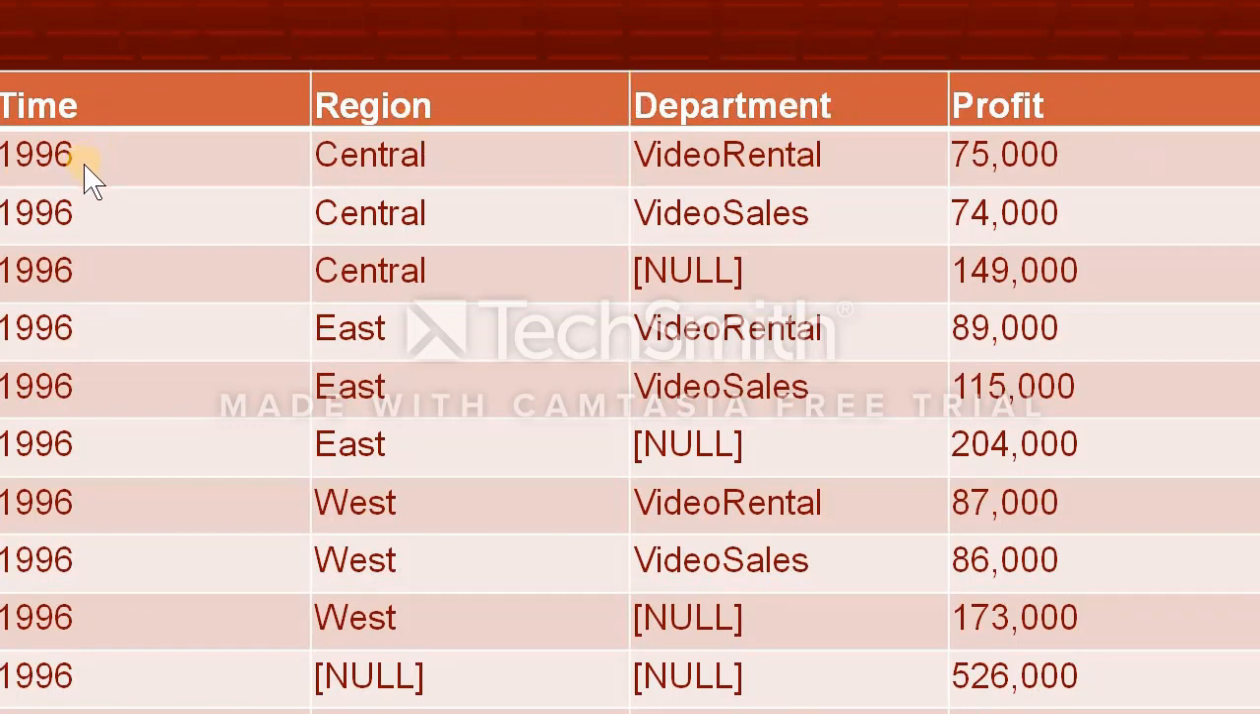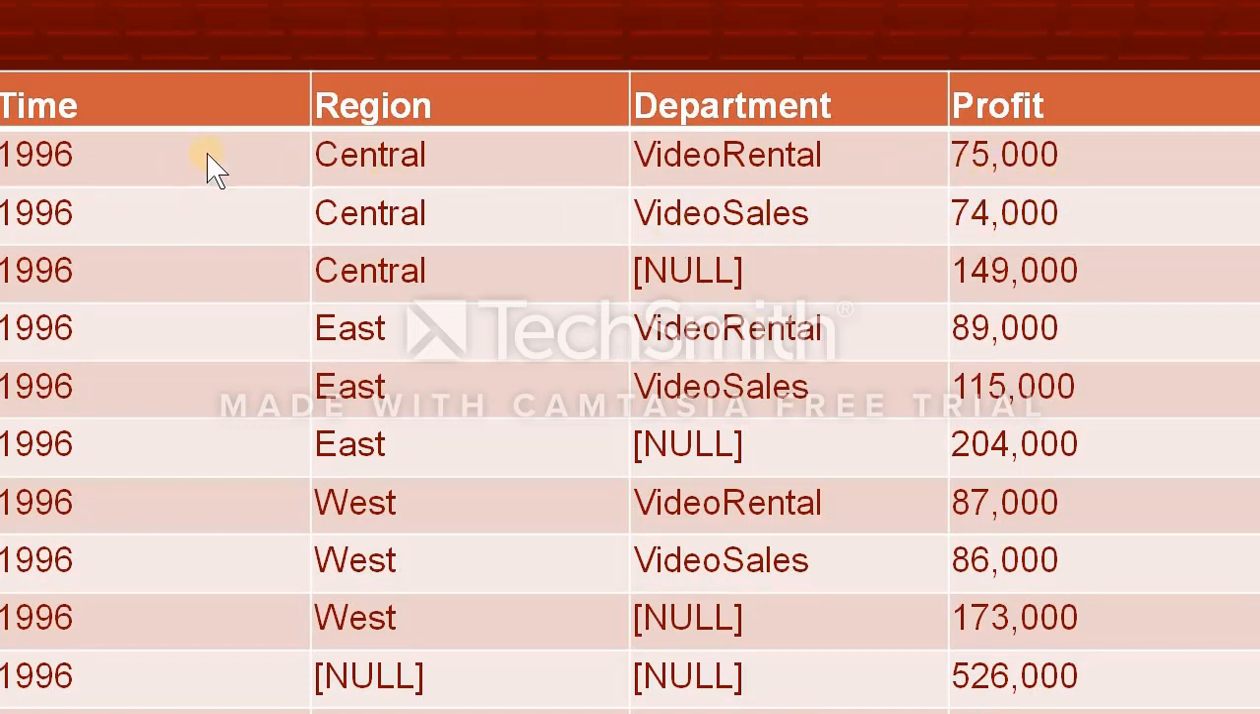Now if we look at the first row, it is saying that in year 1996 in the central region, the video rental department has 75,000 profit. Similarly, the second row is saying that in year 1996, the central region video sales department had this number of sales, or this department earned this profit in the central region in 1996.